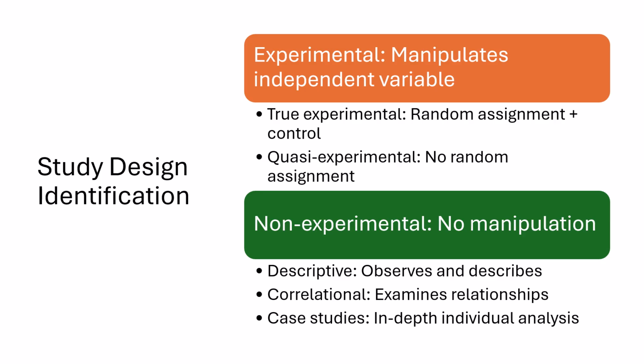Let's go deeper into study designs. Experimental designs manipulate an independent variable. True experimental designs have random assignment plus a control group. Quasi-experimental designs lack random assignment. Non-experimental designs don't manipulate anything, they just observe. These include descriptive studies that observe and describe, correlational studies that examine relationships, and case studies that provide in-depth analysis of individuals.